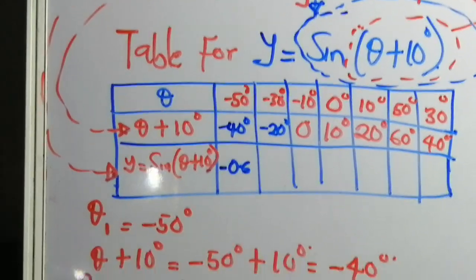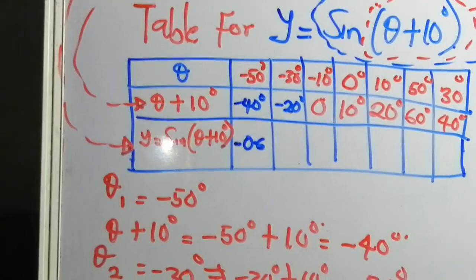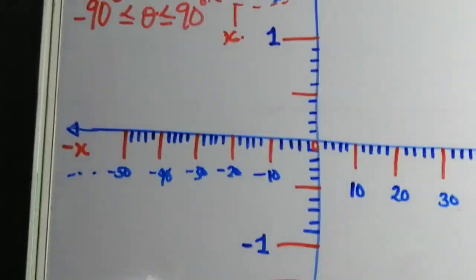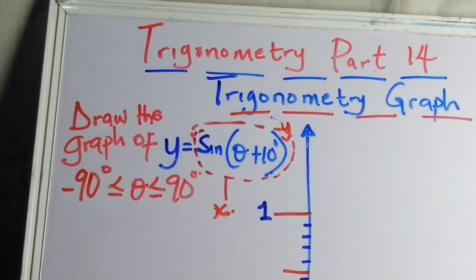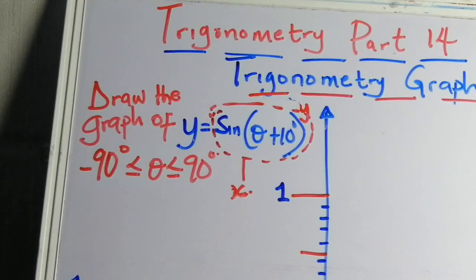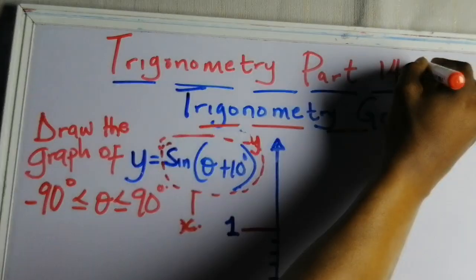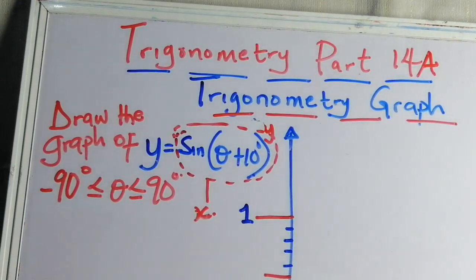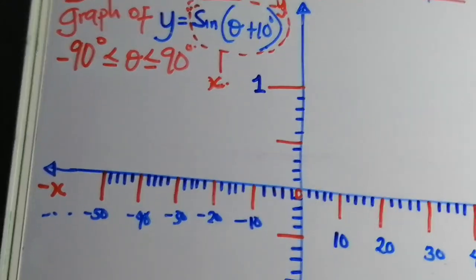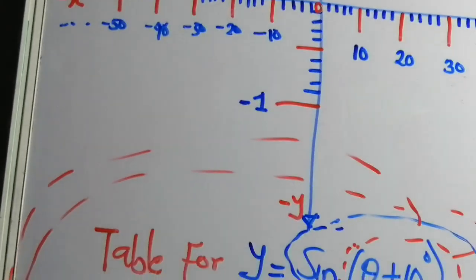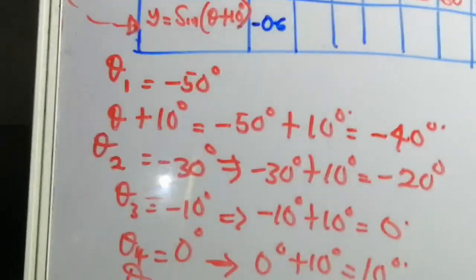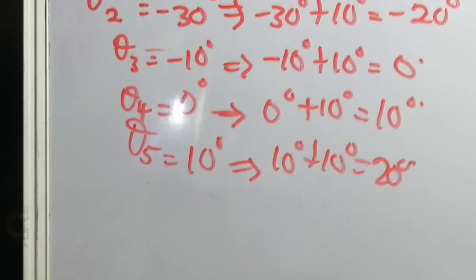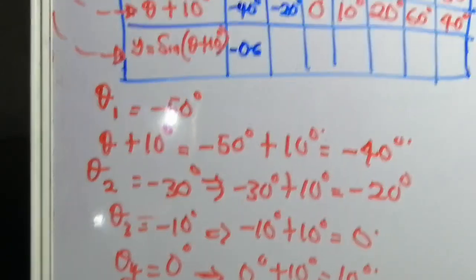Here we are getting to about 12 minutes already. I don't want it to be too lengthy. I'll do 14a and 14b. We'll make this one 14a. In our next one, which is 14b, we'll conclude this part so that we can plot the graph and you can get an understanding of what a trigonometric graph is all about. It's very simple and straightforward. Cheers.